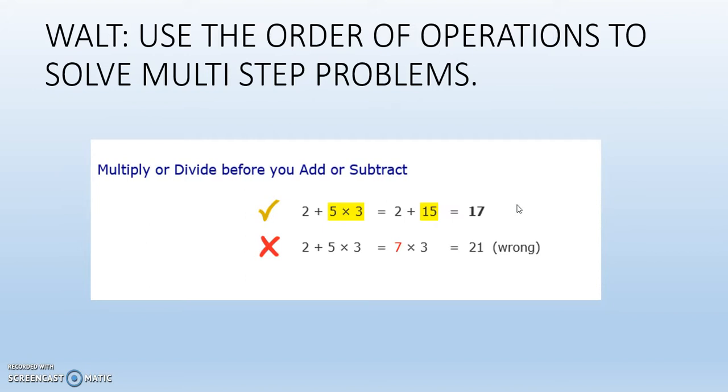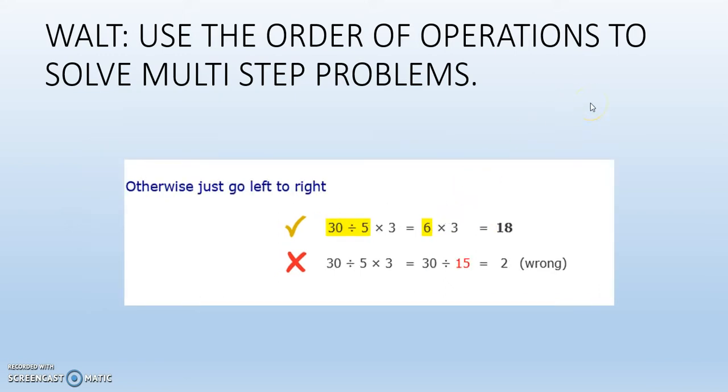Third step, make sure we multiply or divide before you add or subtract. If there's any multiplication or division, you must do that before you add or subtract. So in this case here, 2 plus 5 times 3. First thing you do, 5 times 3. Get it out of the way. Makes it 15. Then you go back. 2 plus 15 equals 17. If I wasn't to do that, I'd go 2 plus 5 is 7 times 3 is 21. Wrong answer. Alright, make sure that you do multiplication and division before you add and subtract.